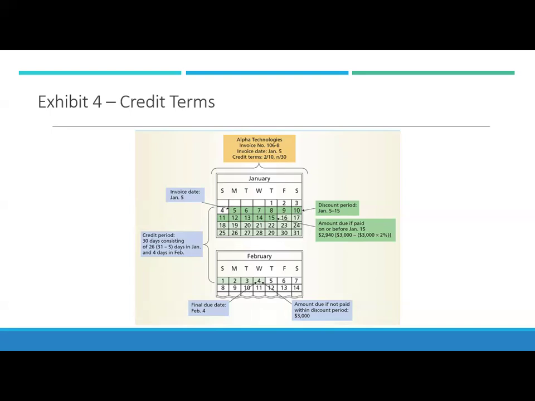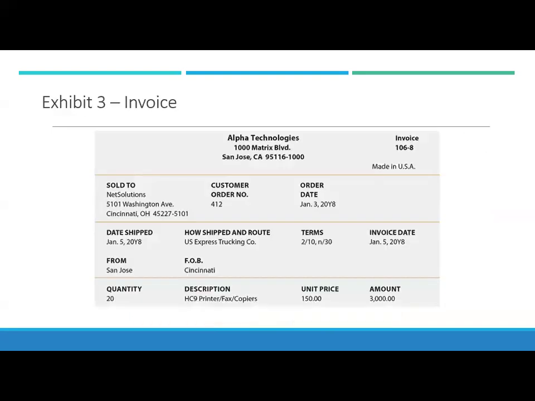So that's the invoice date. That's why that's the invoice date. Right, because it also has the shipping date too. But the invoice date is the date that we use for recording the transaction, not the shipping date. We'll get into shipping in just a moment.